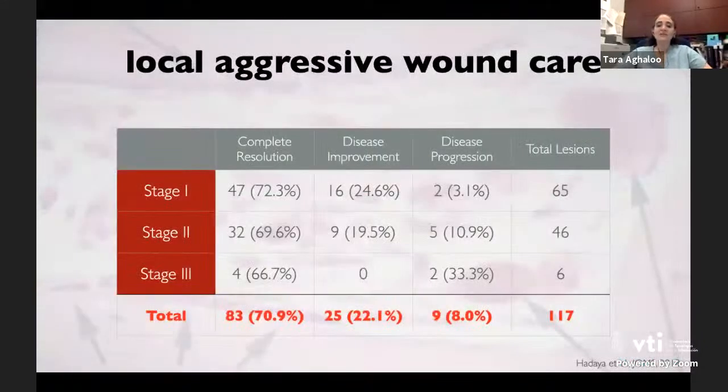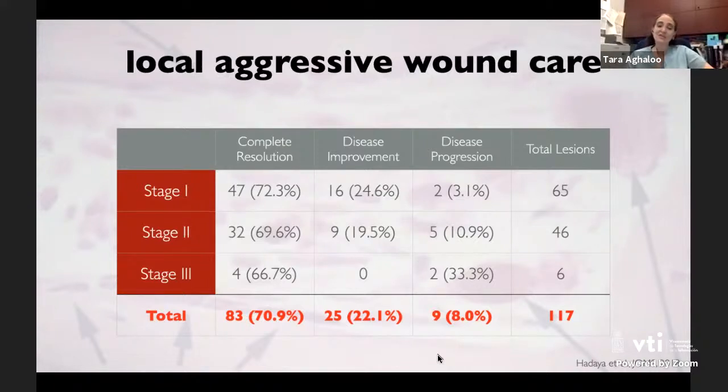And so when we looked at our patients, there were 117 patients in this study, and this is the distribution between stage 1, 2, and 3, certainly stage 3 being much less common. The majority was stage 1, and stage 2 is a pretty close second. And with this method, the local aggressive wound care, we saw complete resolution in 71% of the patients, improvement in the disease in another 22%, and only 8% that progressed. And you can see half of those were stage 3 patients.